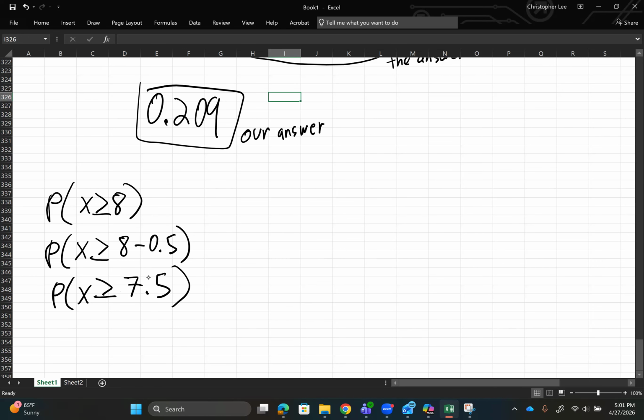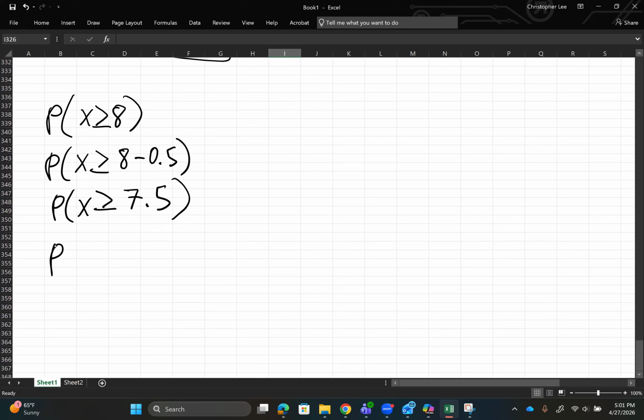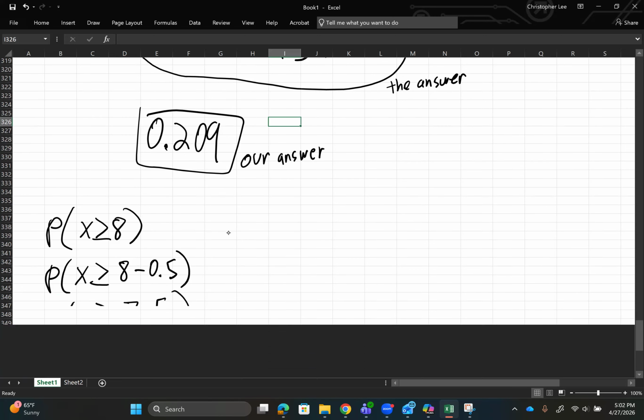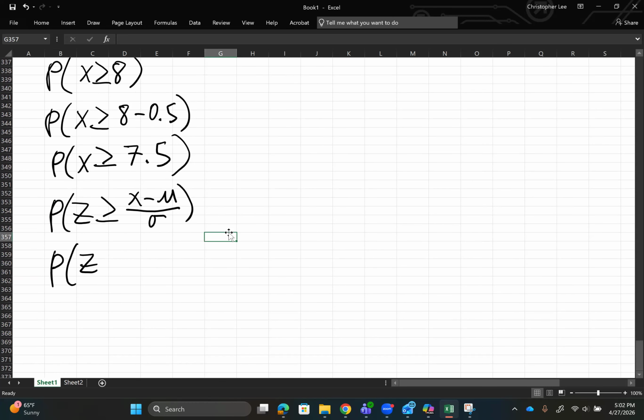All right, we're going to change this into a z. This is going to be x minus mu over sigma. Plug in the numbers. So I'm trying to find a better approximation to the answer. Look, we got 209. 209 is good, but I'm saying that it could be better. So we're using a correction to make it better. We're subtracting 0.5 to make it 7.5.